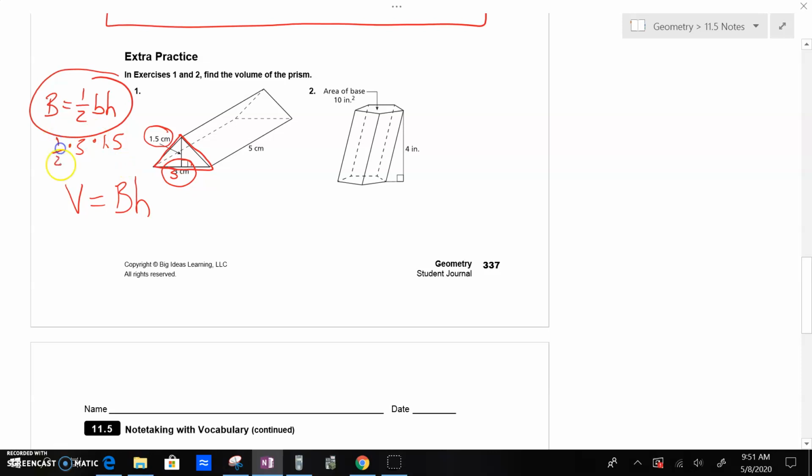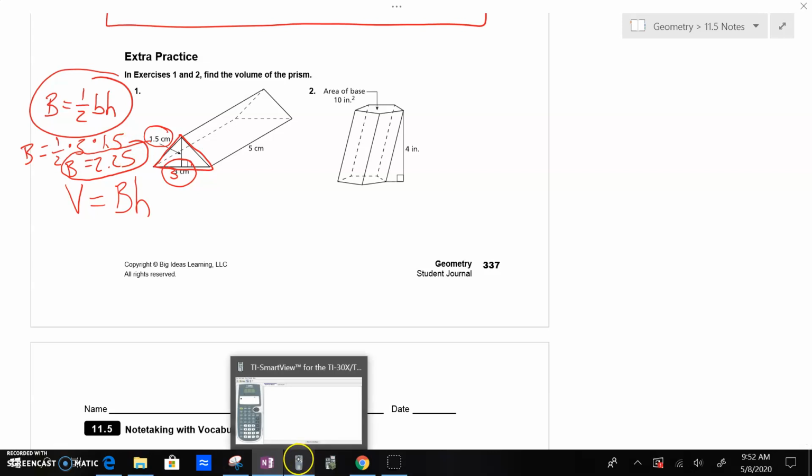And then we have half. So our area of the base, our triangular base, is half times 1.5 times 3, or half times 3 times 1.5. And you can plug that into a calculator, half times 3 times 1.5. And if you do that, half times 3 is 1.5, and 1.5 times 1.5 is 2.25. And so our area of our base is 2.25.